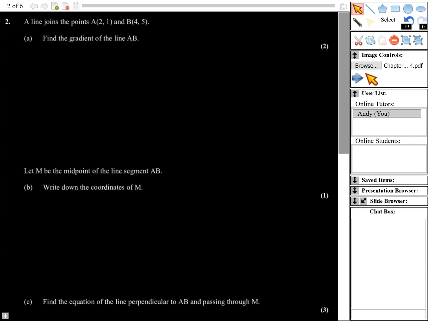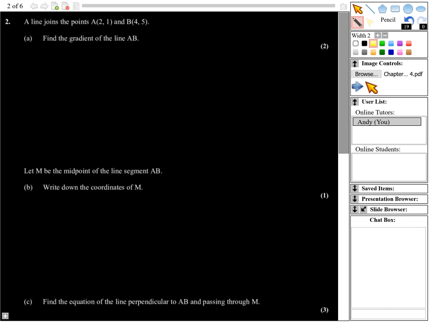Okay, so what I'm going to do now is look at question 2. There's a line that joins the points A, which is (2, 1), and B, which is (4, 5). The question says, find the gradient of the line AB. In order to do that, I'm going to use the gradient formula, which you can find on your formula sheet. It says m is equal to y2 minus y1 over x2 minus x1.